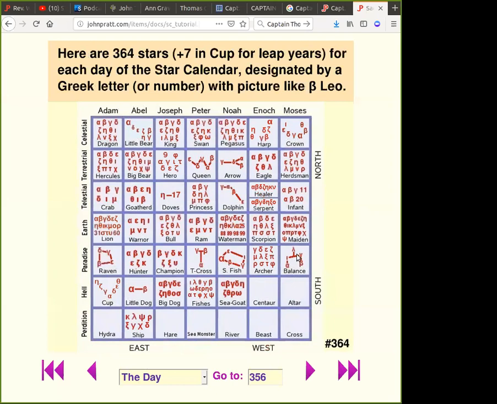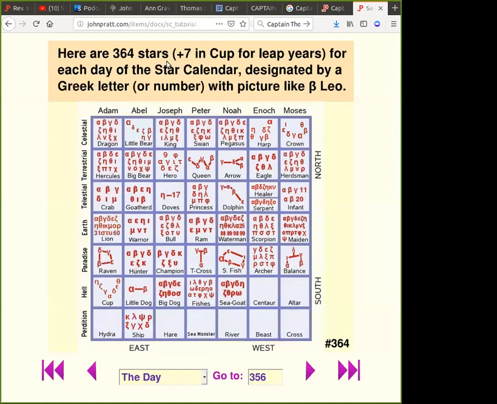And some of them you can see, like the balance, there's 5 stars in it, and I even have the Greek letters for them. So anybody who wants to really know about how I do the star calendar, there's the Greek letters for all 364 stars. And some of them you can see the shape, like an arrow is actually shaped like an arrow. The cup is shaped like a cup. Oh, the cup, by the way, is the extra constellation with 7 stars, which I said at the top. That's the slide.